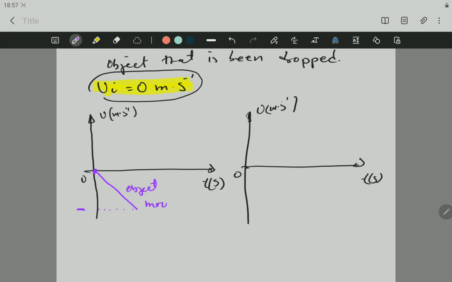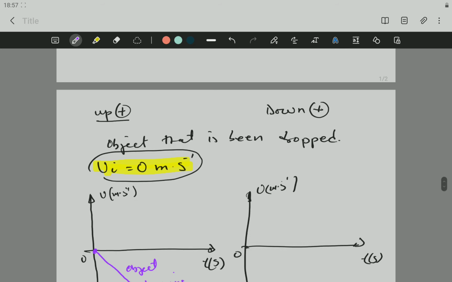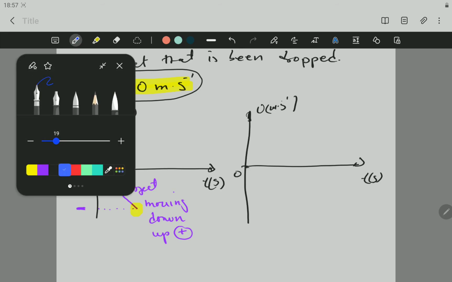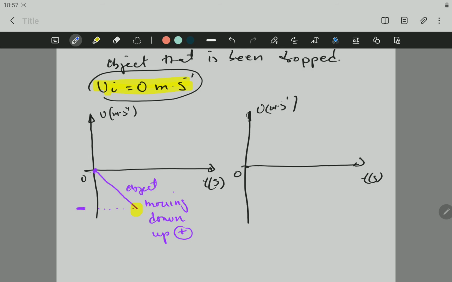moving down, but up is positive. That is why the final velocity is negative, because it is moving down and up is positive. Right? Now, important here, what represents this point there? That is the velocity of the object when it reaches the ground.